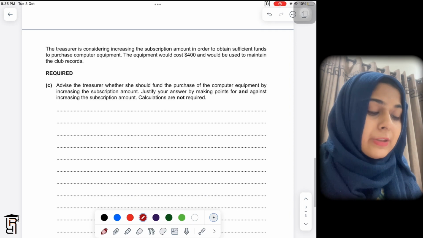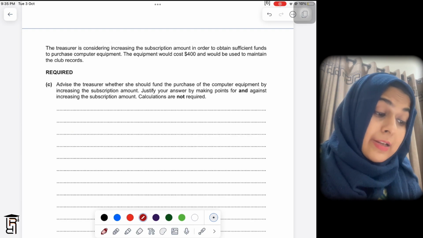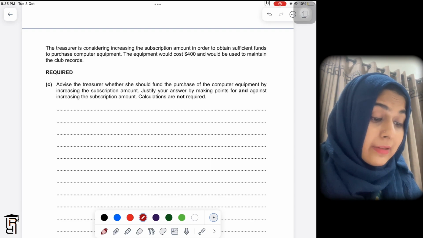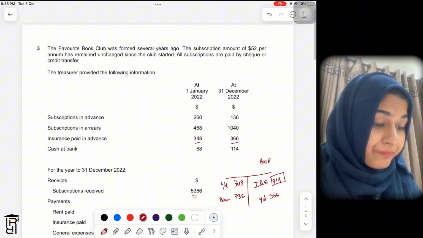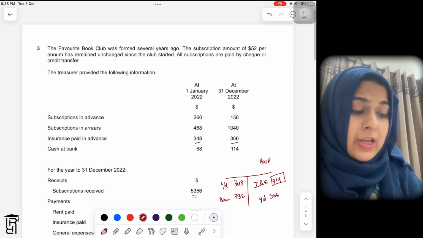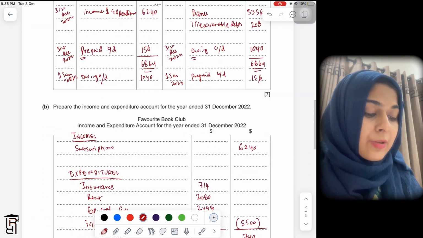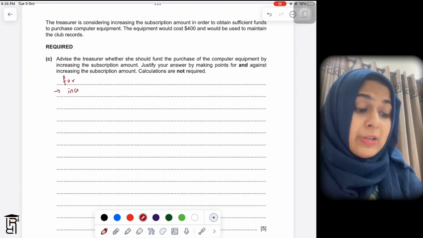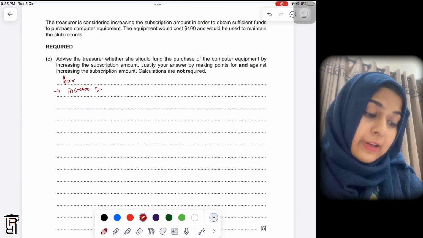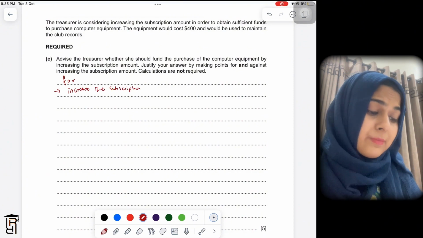So what you can simply do here, this will come into your mind that $52 is the per person annual subscription, and it hasn't been increased since a long time, because they've mentioned that it has remained unchanged. So the subscription amount has remained unchanged, so they can increase the subscription, because the argument for here is that yes, they can increase the subscription because the subscription amount has been unchanged for a very long time. So the members wouldn't be hesitant to pay the increased subscription.